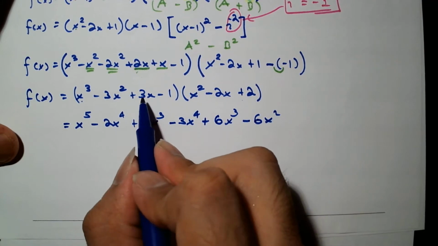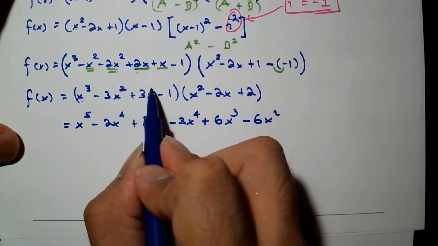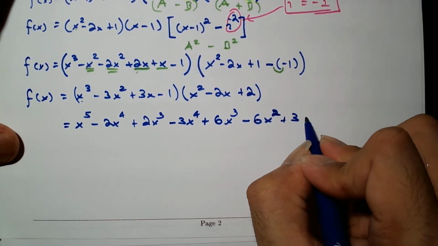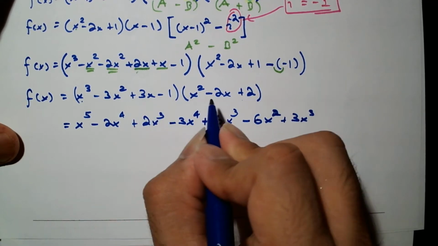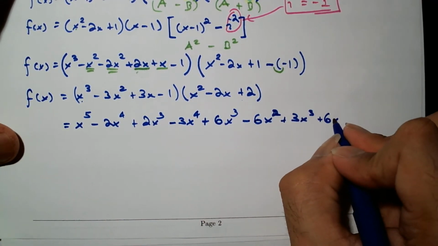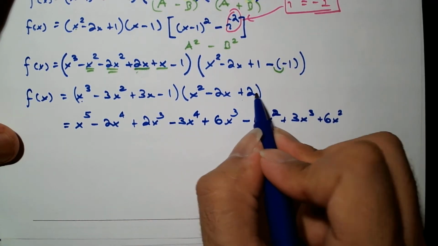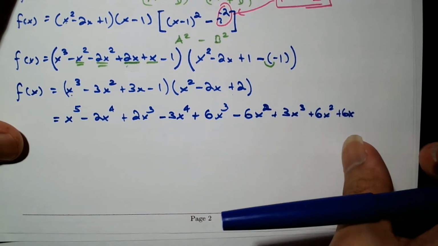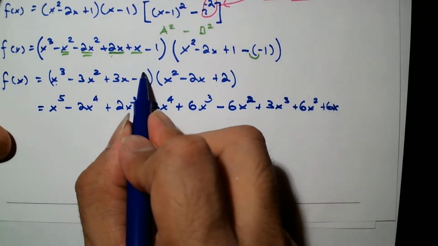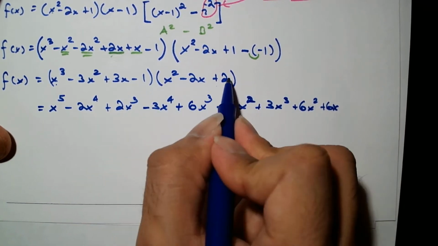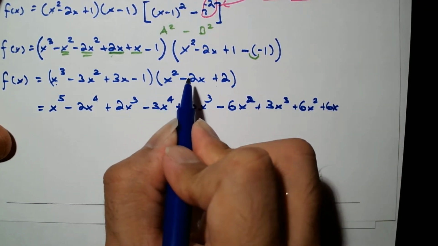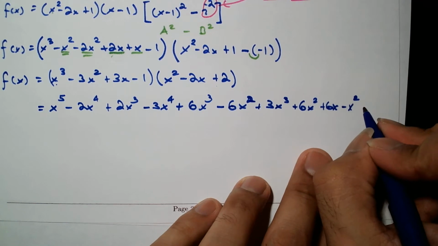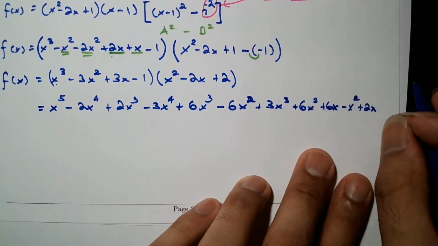All right, and then I'm going to go with the 3x. So 3x times x squared, that's going to give me 3x cubed. 3x times negative 2x, that's 6x squared. And 3x times 2, it's plus 6x. I'm running out of space here, hopefully I don't run out of space. This -1, I'm going to multiply with the 3 terms. Essentially, this -1 will change the sign of these 3 terms. So that's going to be negative x squared plus 2x and plus 2.